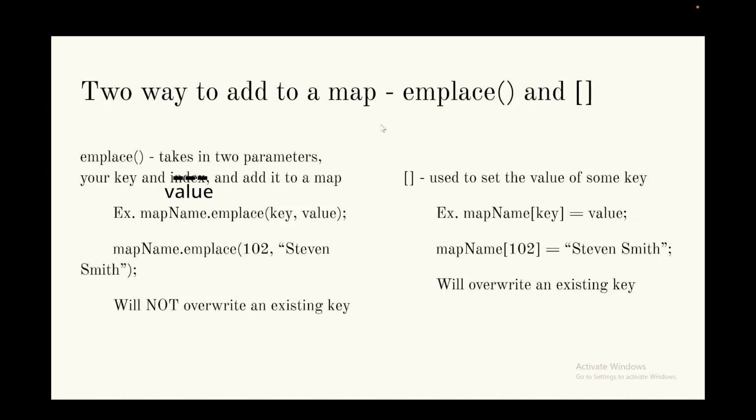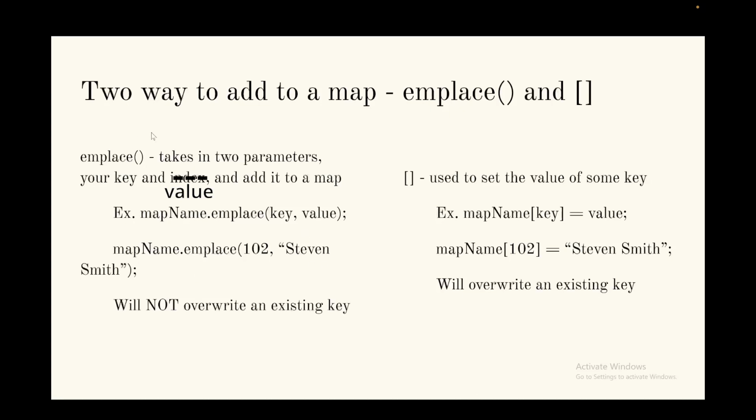Now there are two ways to add a key value pair to your map: the emplace method and the brackets operator. Emplace is a method that takes in two parameters, your key and your value, and adds it to a map, such as here in this example, mapName.emplace(key, value). And if our key were an integer and our value were a string, it would be something like mapName.emplace(102, "Stephen Smith").